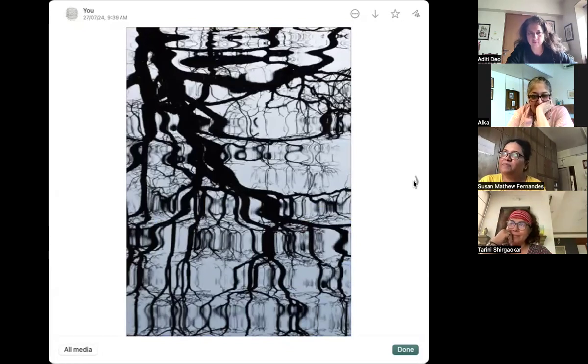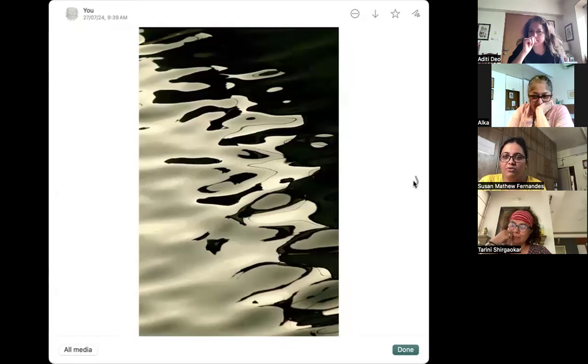Tree. But basically what was happening is I was looking at the reflection, trying to identify, which is the natural thing to do. And it worked, it worked till my second picture. Then the confusion set in.